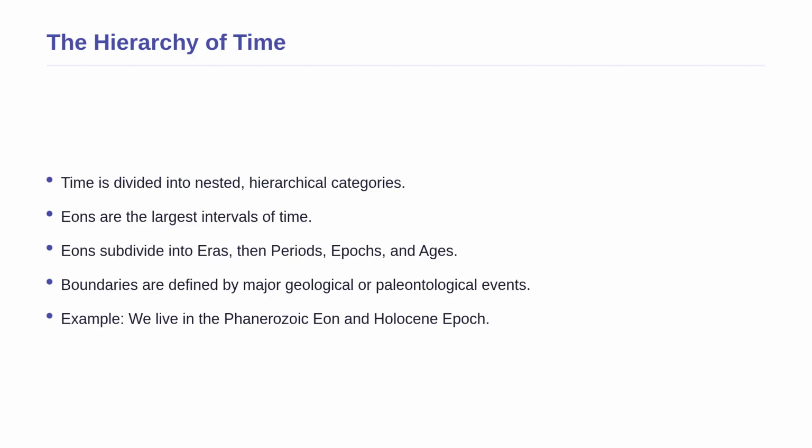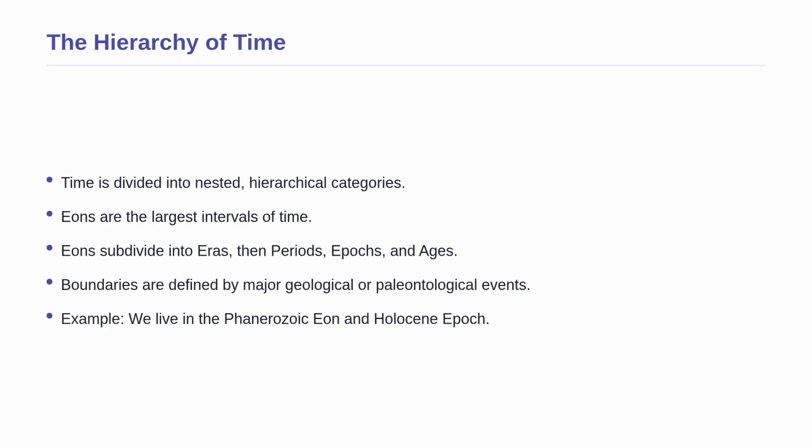Understanding this grand timeline requires a structured hierarchy. The scale is divided into nested categories, much like years, months, and weeks, but on a massive scale. Eons are the largest intervals. These are subdivided into eras, then periods, epochs, and finally, ages. For instance, we currently live in the Phanerozoic eon and the Holocene epoch.